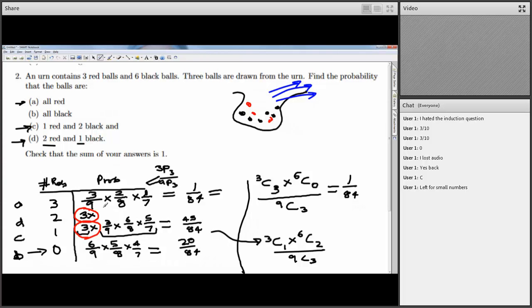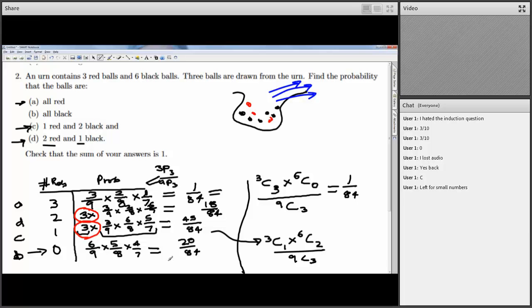So I've got to pick 3 out of 9 for the first red, 2 out of 8 for the second red, and then 6 choices out of 7 for picking up a black ball at the end. And there's a similar 3 factor. If you multiply those together, you're going to get 18, I think. So 18 on 84 different ways of picking that option.